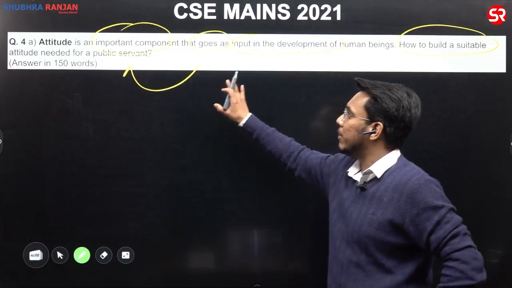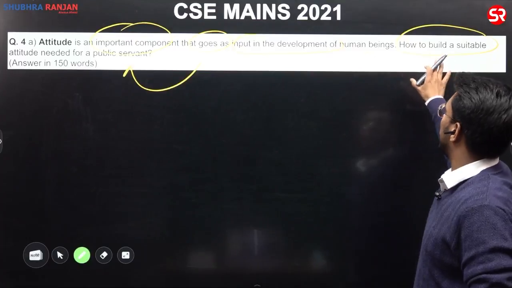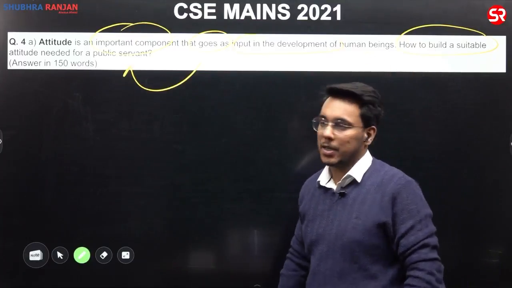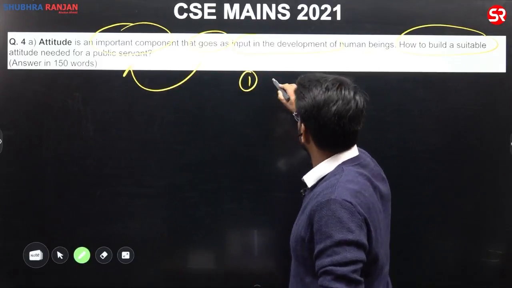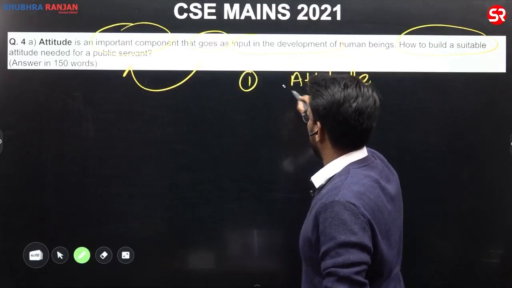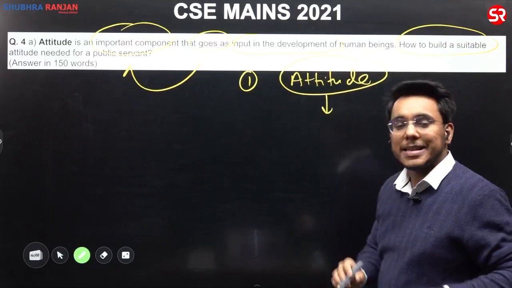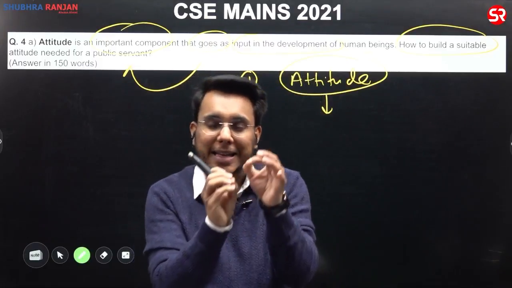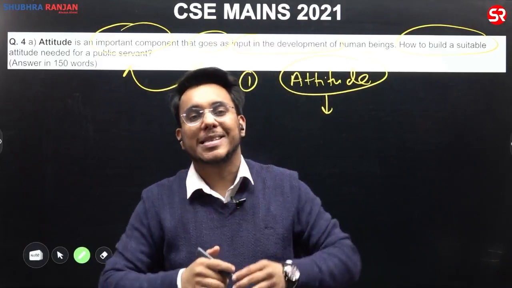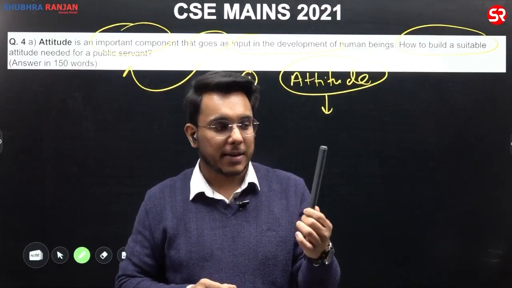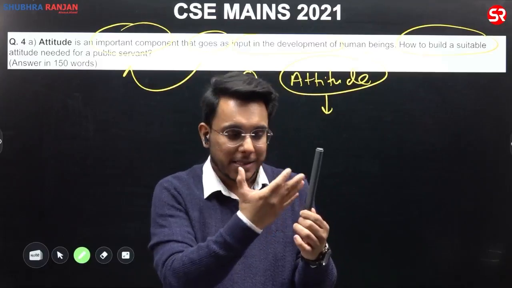Attitude is an important component that goes as input in the development of human beings. How to build a suitable attitude needed for a public servant? Now see this particular thing. When we talk about attitude, what is an attitude? Attitude can simply be explained as a predisposition to act in a particular manner towards an attitude object. For example, a pen. When I see this pen, this is an attitude object.